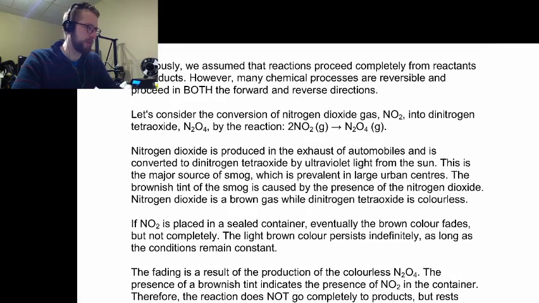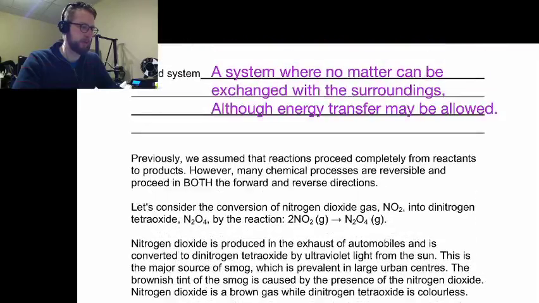Okay. Previously, we assumed that reactions proceed completely from the reactants to the products. However, many chemical processes are reversible and proceed in both the forward and reverse directions. There is some theory that every reaction is reversible, but very, very difficult to reverse. But in general, there's a category of reactions that are easily reversible, and a category of reactions that are very difficult to reverse.